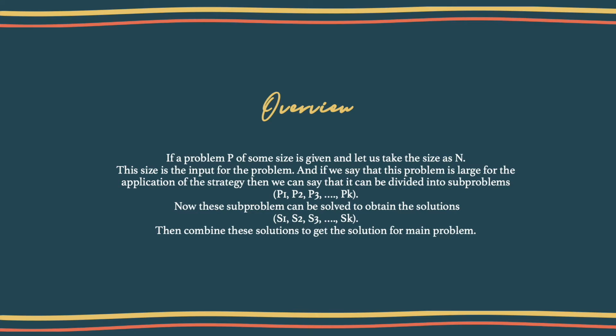Now these sub problems can be solved to obtain the sub solutions, which are S1, S2, S3 till Sk. All these are individually solved. We have to keep in mind that these sub problems need to be solved individually to have the sub solutions for these sub problems only. Once we have all these solutions, we have to combine them to get the solution for the main problem P.